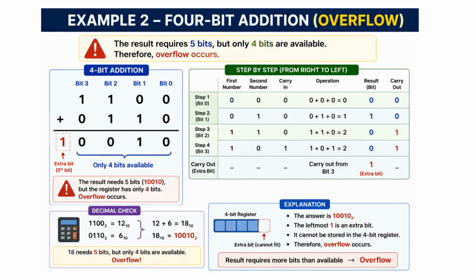Notice the result 10,010 needs 5 bits, but our register has room for only 4 bits. The extra one on the left cannot be stored. That extra bit is called the overflow bit because the answer requires more bits than are available. Overflow occurs. Always remember, if the result needs an extra bit beyond the register size, the calculation has overflowed.